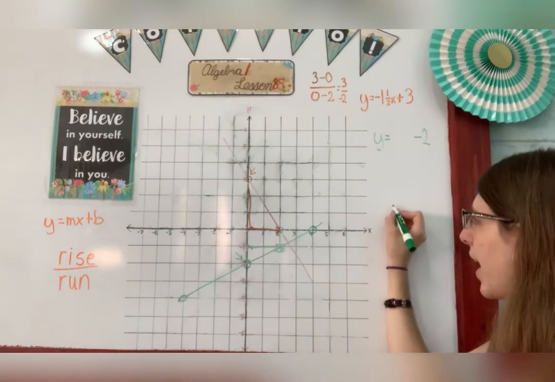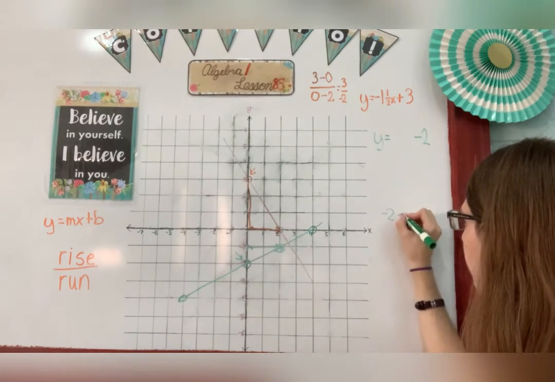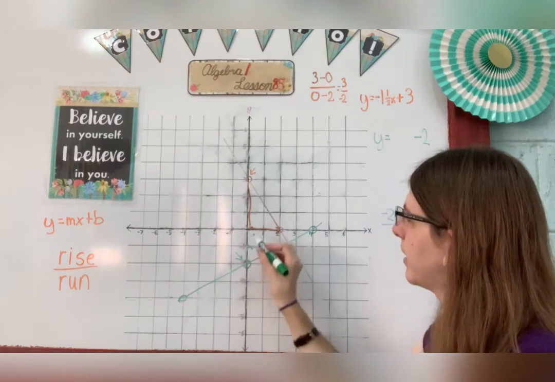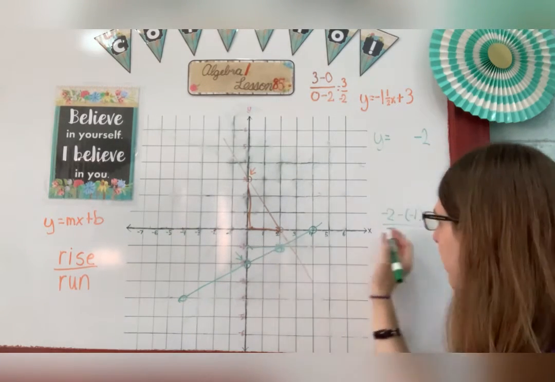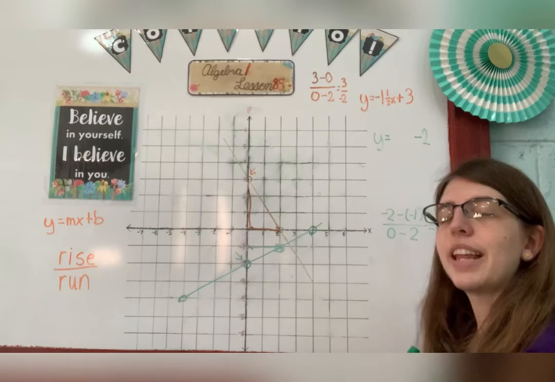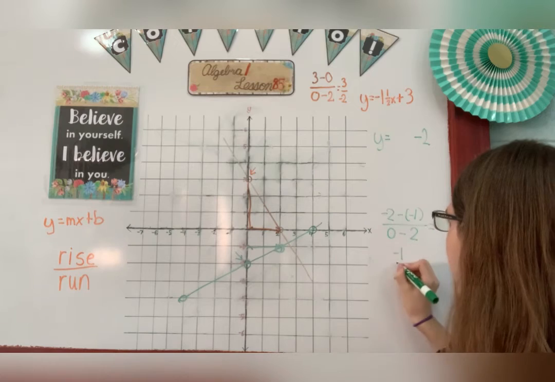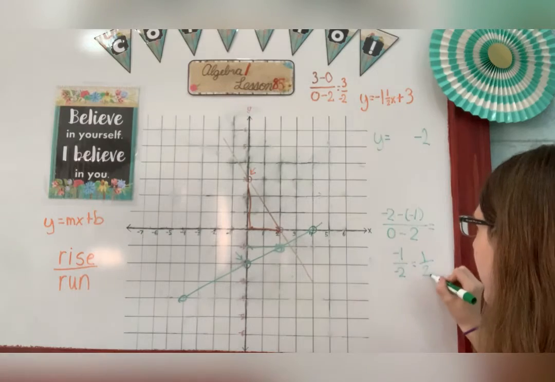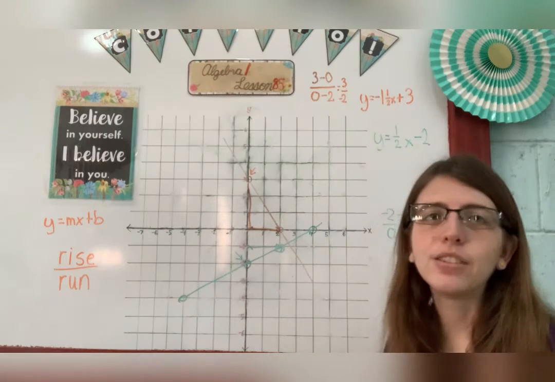So my change in y was negative 2. Then I went to a negative 1, so minus negative 1, over, so I started at 0, minus, this point is at positive 2, so minus 2. So I get negative 2 minus a negative 1, which is the same as negative 2 plus 1, which gives me a negative 1. 0 minus 2 is negative 2. When I have a negative over a negative, that equals a positive. So my slope is 1/2. So I have 1/2 x minus 2.